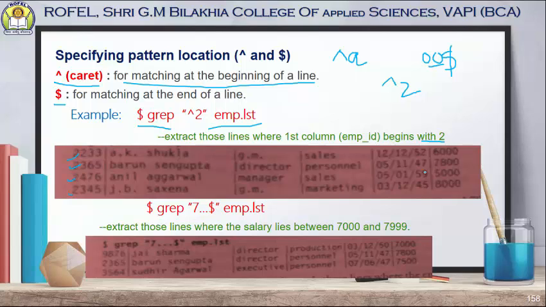Similarly, I want to find those lines ending with 7 followed by 3 dots, meaning 7 followed by any 3 digits, from 0 to 9. Check those lines and display them, ending with dollar within double quotes. So it will match 7 followed by any 3 digits.